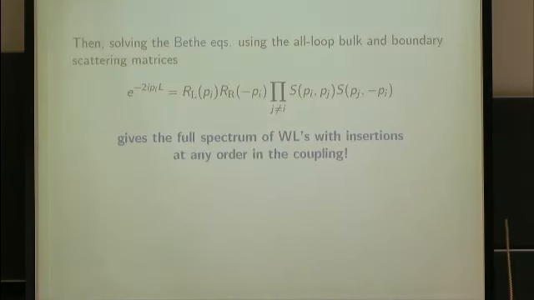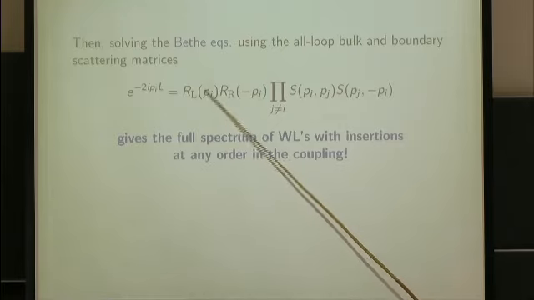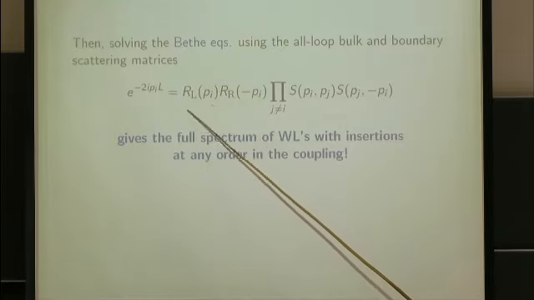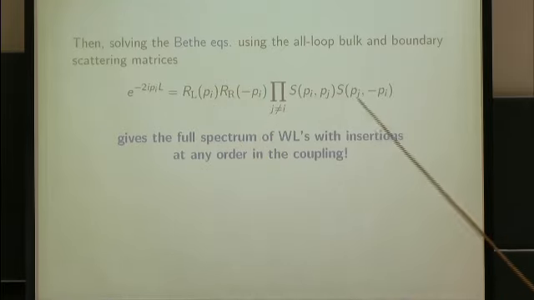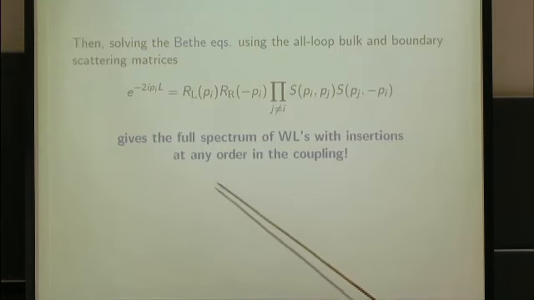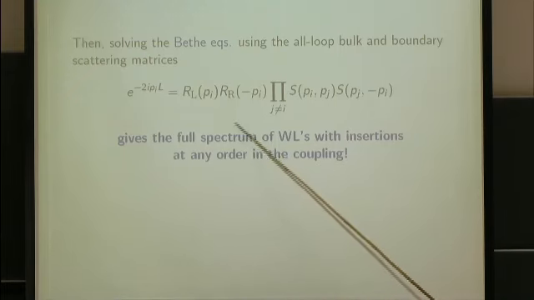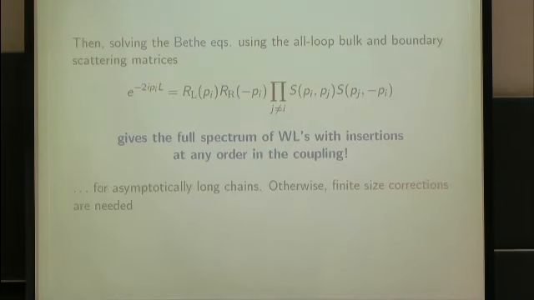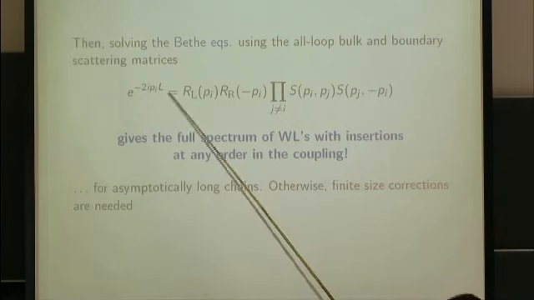So okay, now we could say, now we look at the Bethe equations and we use the all-loop expression for the reflection matrices and the bulk scattering matrix, and you could say, well, now we know the full spectrum for this Wilson loop with insertions at any order in the coupling. That's right, but this is only valid for asymptotically long chains. If the size of the chain, this L, is finite, you need to take into account these corrections.